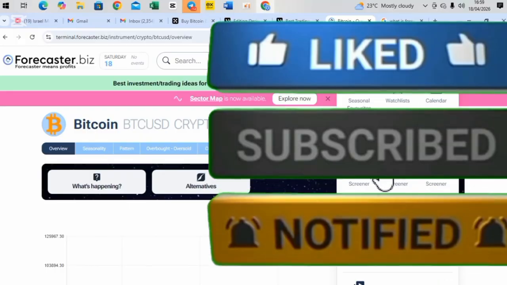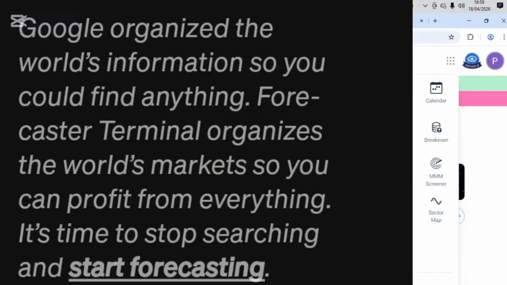Google organized the world's information so you could find anything. Forecaster terminal organizes the world's market so you can profit from anything. It's time to stop searching and start forecasting.